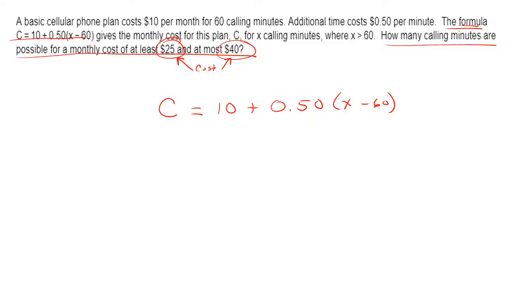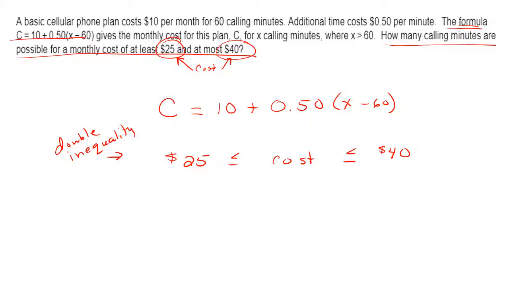In a question like this, you would set up what we have seen and what we called a double inequality. Remember, the double inequality has a double symbol, so I would put $25 for the low end and then that's going to be my cost. The maximum end would be $40. So it has to be at least $25, but then it will be at most $40. Now the cost is calculated by the equation, the formula that was given. So I replace that with 10 plus 0.50 times (x minus 60).